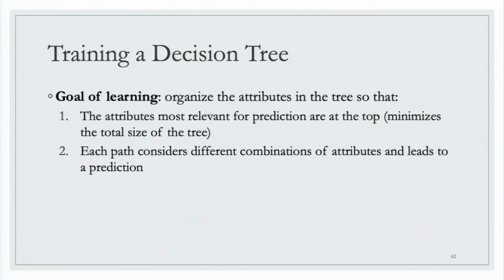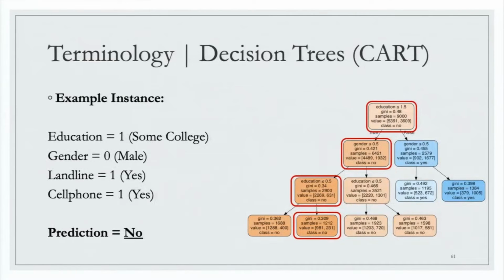So how do I get this tree in the first place? The goal here is we want to organize all the attributes, so those that are most relevant for prediction are at the top, and all the different paths we follow are going to be different combinations of attributes. If I go back here, all of the instances that went this way to learn this part of the tree were for people who had college degrees. Everyone who didn't have a college degree was used to train this part of the tree over here.